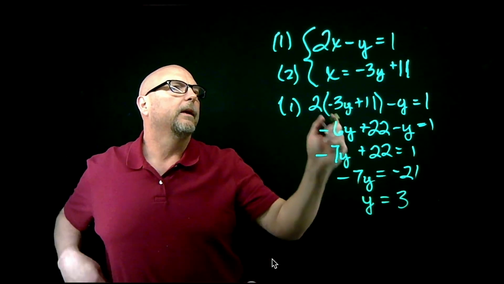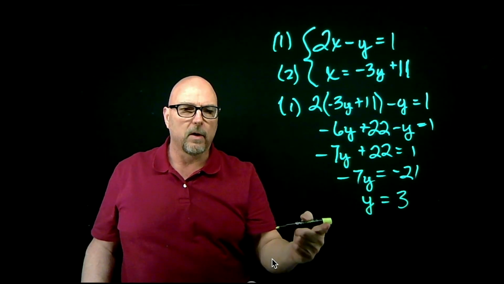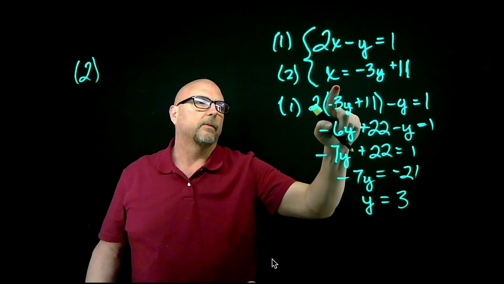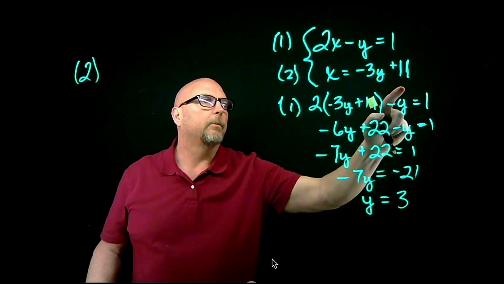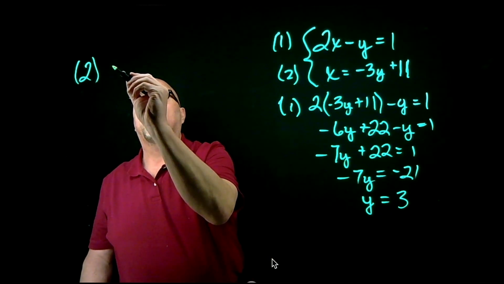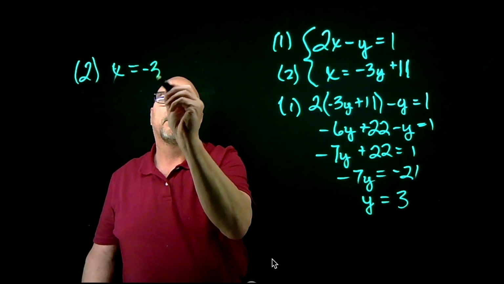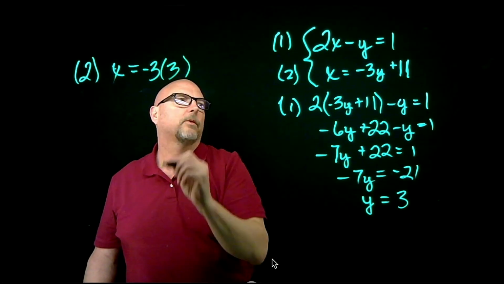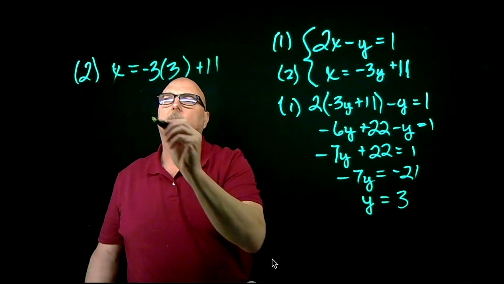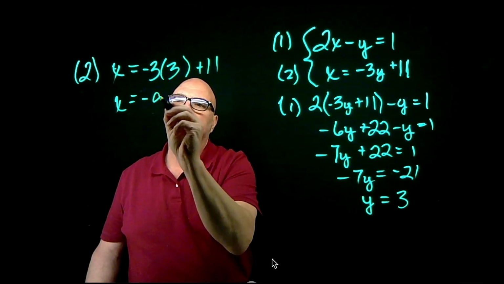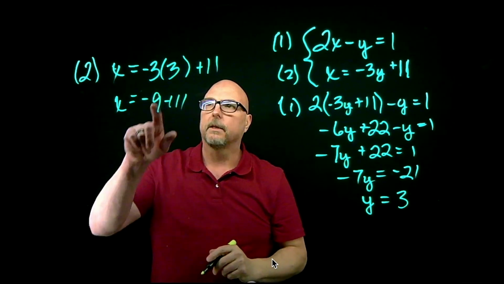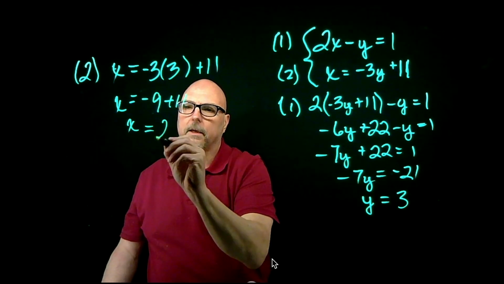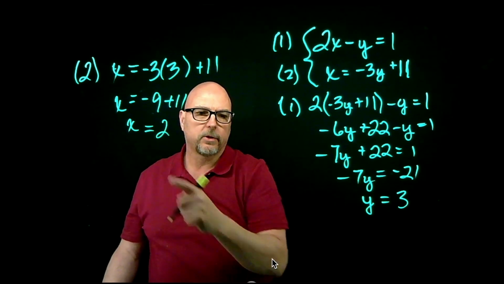So y equals 3. I was working with equation 1, so that means I'm going to go to equation 2, and I'm going to substitute. x equals negative 3y plus 11. Well, we just figured out what y was. y is 3, so substitute a 3 in there, plus 11. Just do your simplifications here. You get negative 9 plus 11, because negative 3 times 3 is negative 9, and when I add these two together, we get a 2. So x is 2 and y is 3.